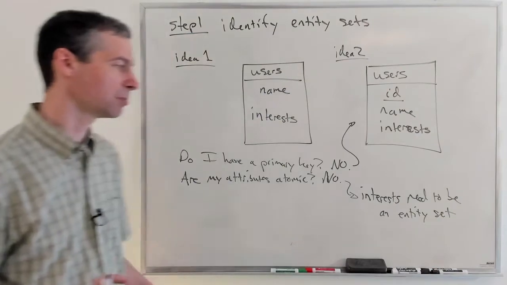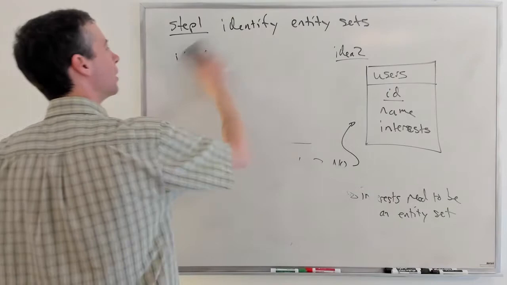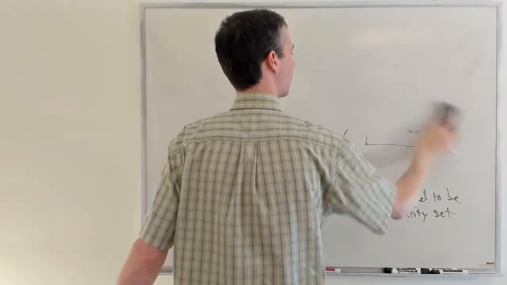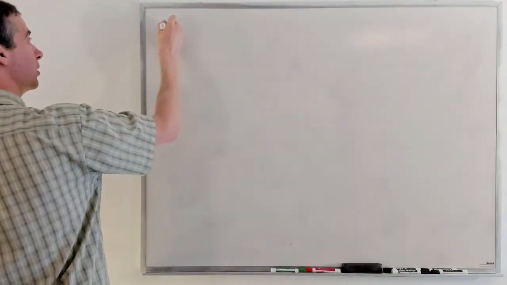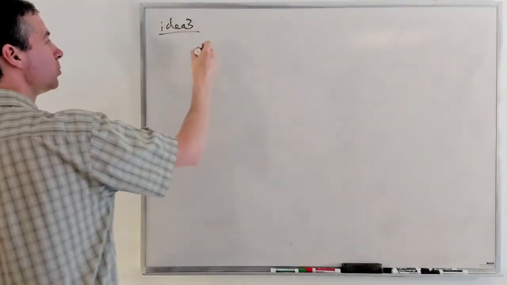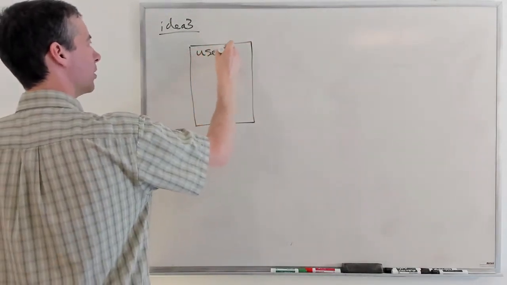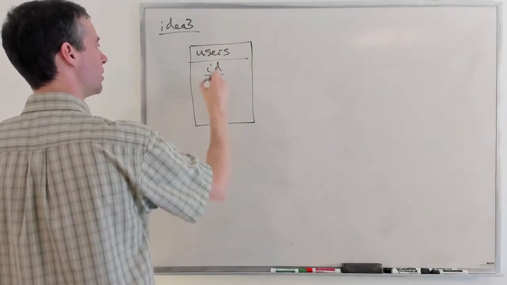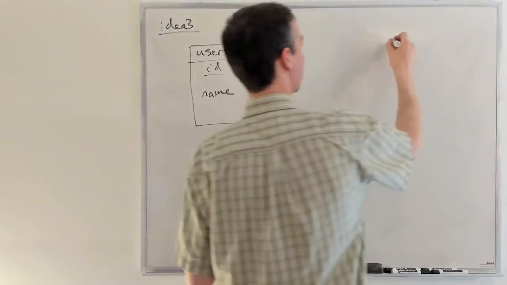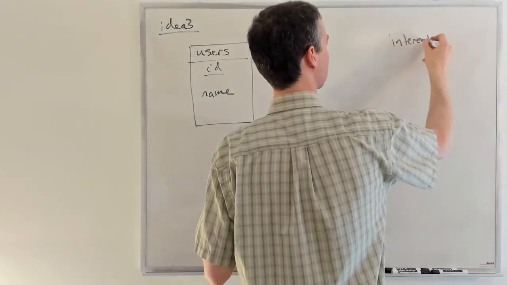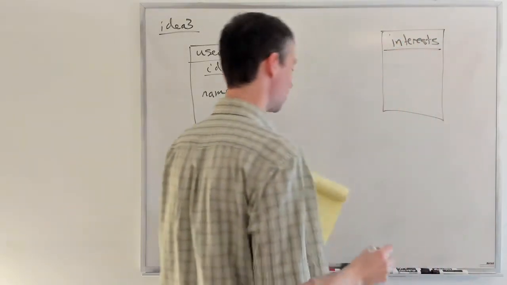All right, so the interests need to be an entity set. So we're gonna erase, start over. Now we're on to our third idea for the design. Well, we've realized that we actually have two separate entities in this system that we need to build for. We have our users, we're gonna have that ID and a name, okay. And then we're going to have interests. And an interest can have a name.